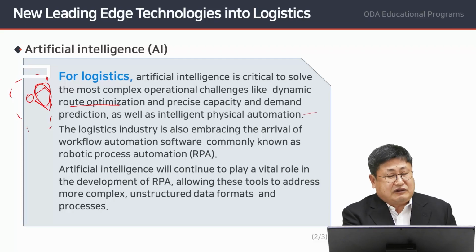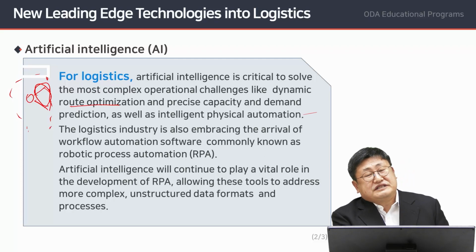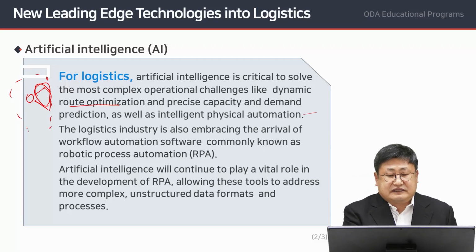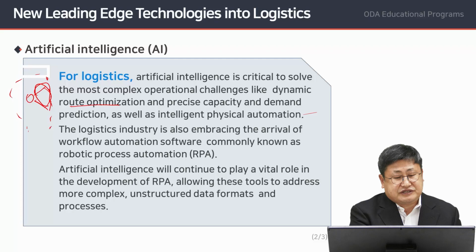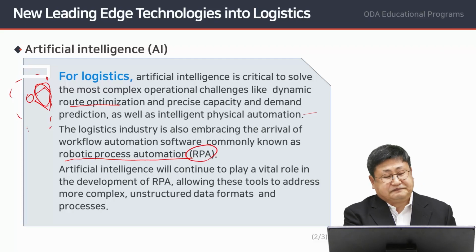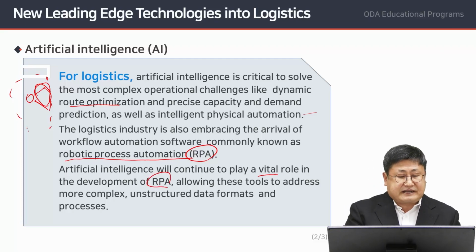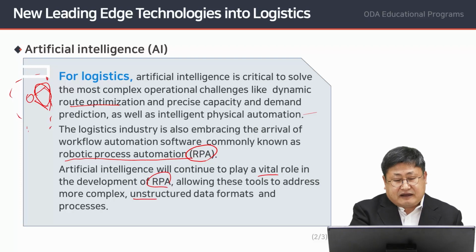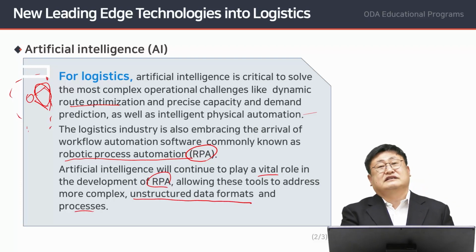So that's kind of route optimization, and precise capacity and demand prediction, as well as intelligent physical automation. The logistics industry is also embracing the arrival of workflow automation software, commonly known as robotic process automation, so-called RPA. And AI continues to play a vital role in developing RPA, allowing these tools to address more complex unstructured data formats and processes. This is kind of it working in artificial intelligence.